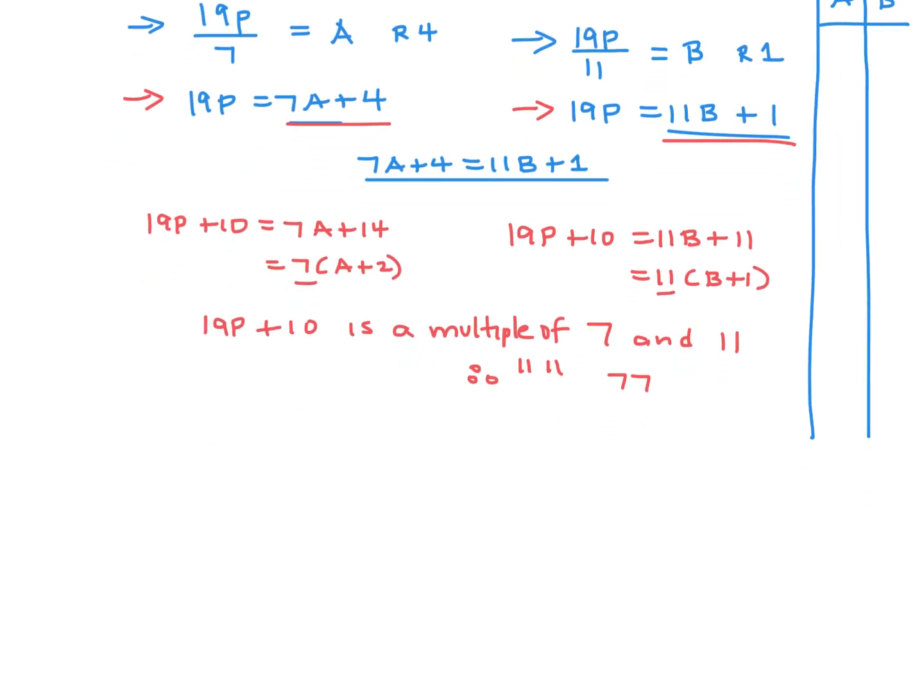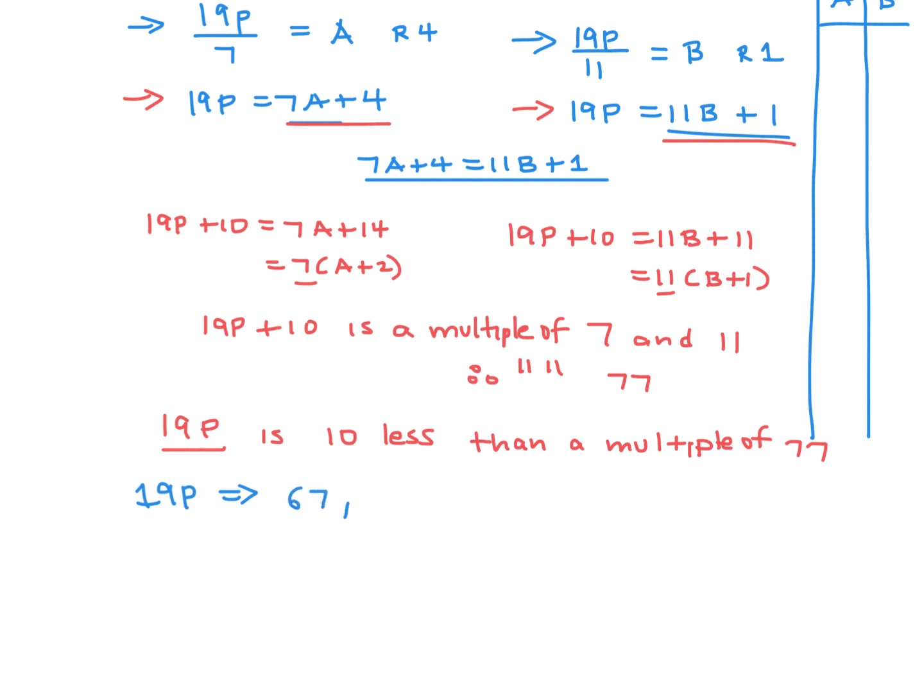So then we can conclude that 19p is 10 less than a multiple of 77. Yeah, I'm pretty sure that's the way you would go about this. So let's write down multiples of 77 and then subtract 10 to figure out possible values for 19p. For example, 77 minus 10, the first one, is 67, and then 77 times 2, I believe, is 154. Subtract 10 would be 144, and then so on.